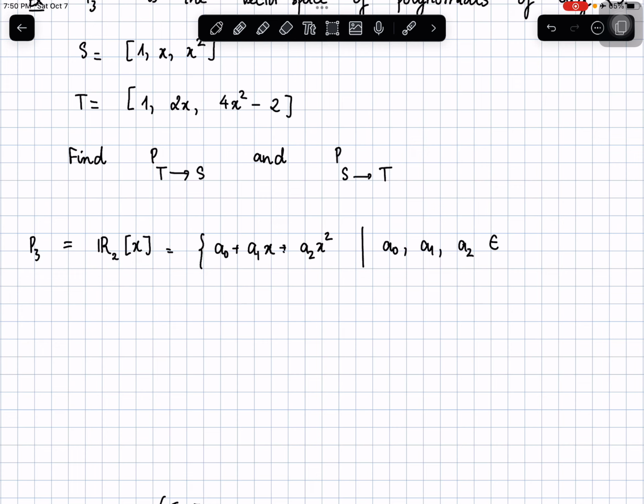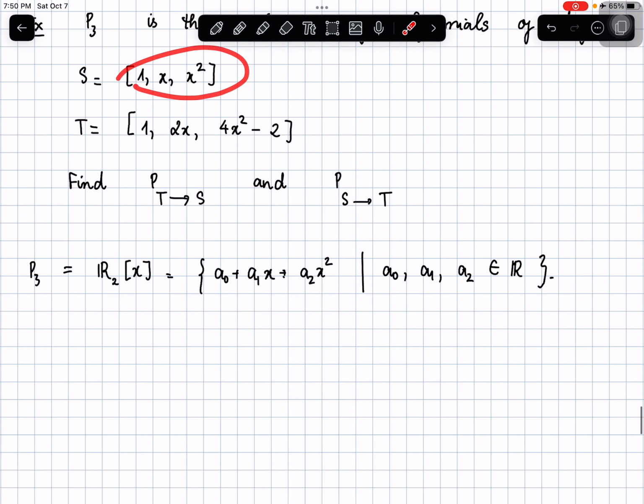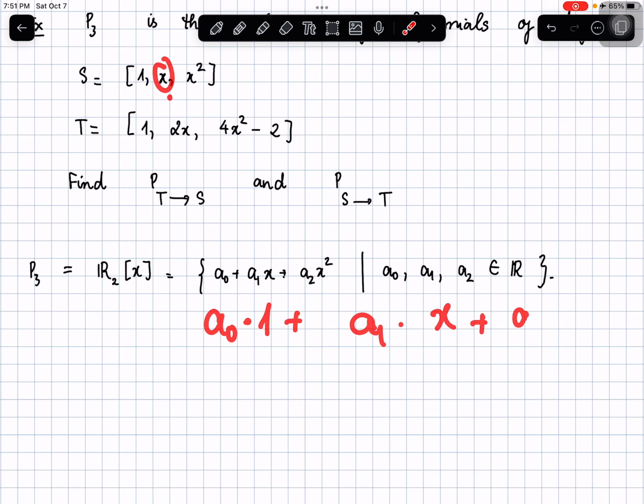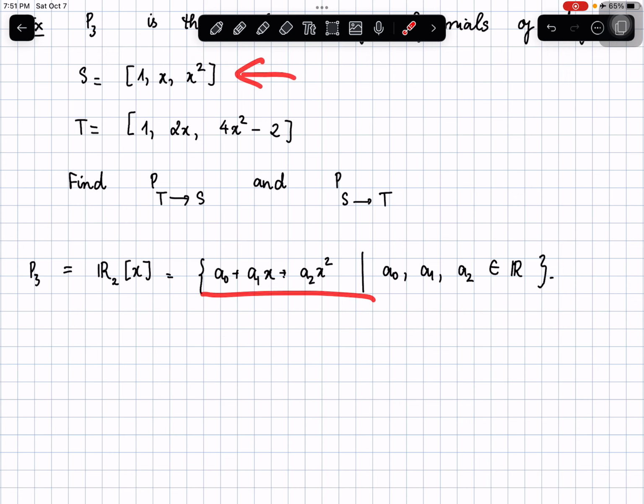So recall this, and this basis is a standard basis because any polynomial can be written as a linear combination: a0 times 1 plus a1 times x plus a2 times x squared. So this is the standard basis. Anyway, we need to find the transition matrix from T to S.